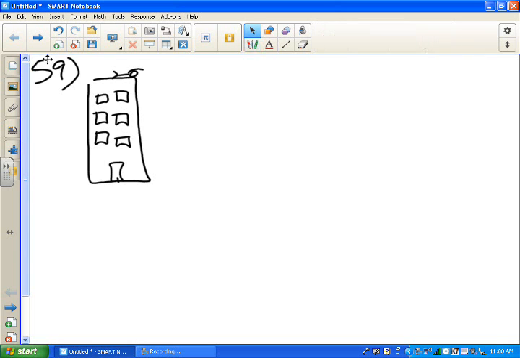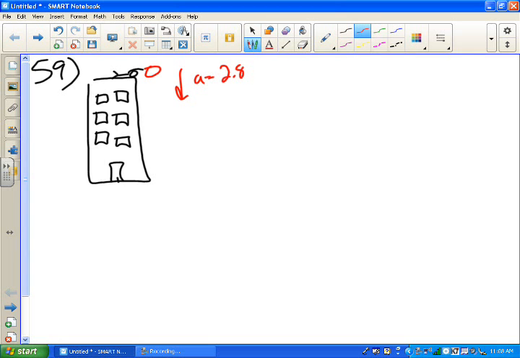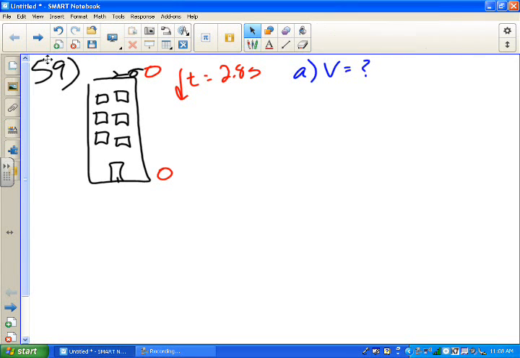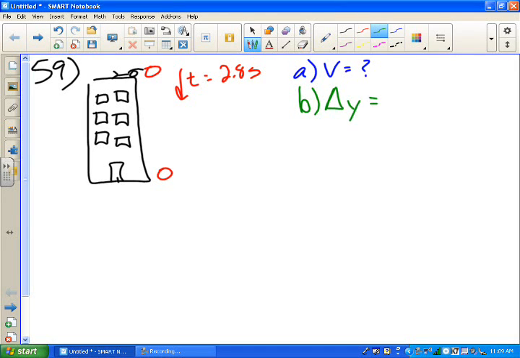the building? I like to draw a picture, and so I have the student laying down, and he's going to drop the ball in such a way that it is the exact height of the building. Now the acceleration, we don't know, but that's okay. But the time is 2.8 seconds. So let's go with the ball. 2.8 seconds later, it hits the ground. So we're asked to find the final velocity. And then for part B, we're asked to find the height of the building, which is delta y, sort of.